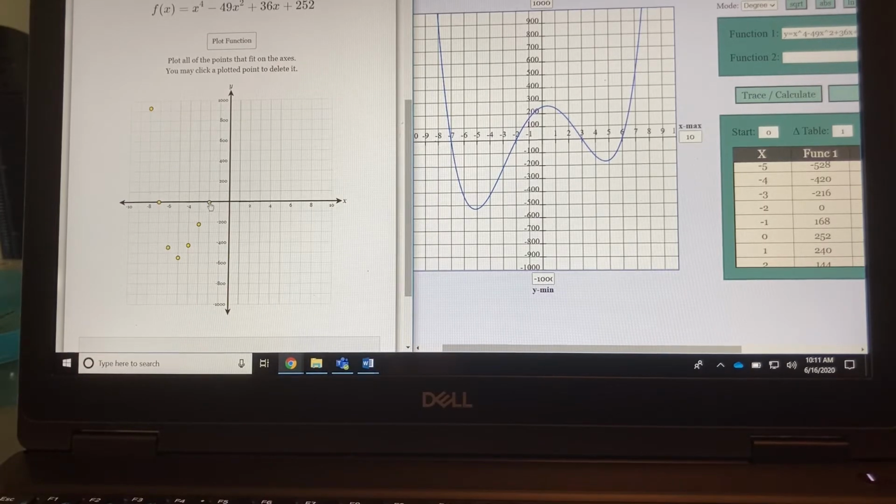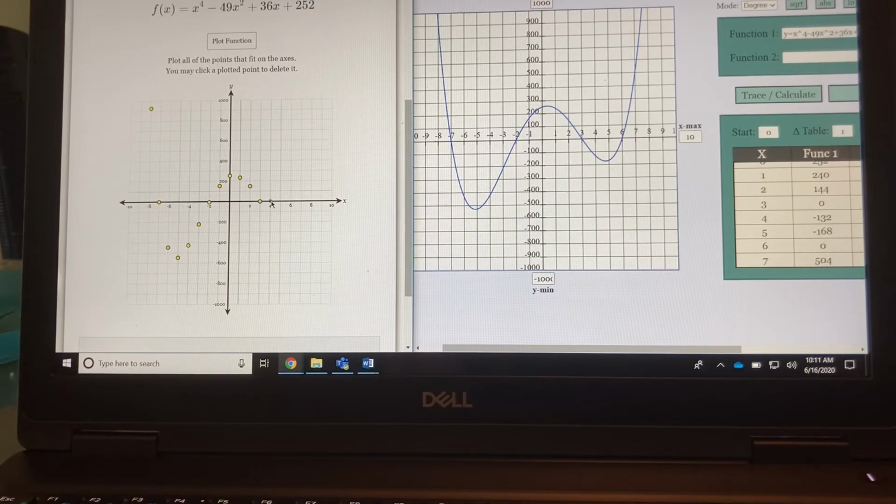-2, 0, -1, and 168 positive, so we're going to go up. 0, 252, so it's about halfway between 200 and 300. 1, 240. 2, 144. 3, 0. These 0 values are going to be really important.